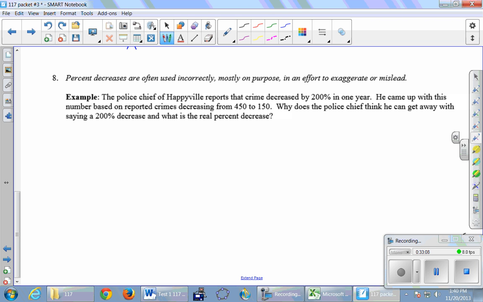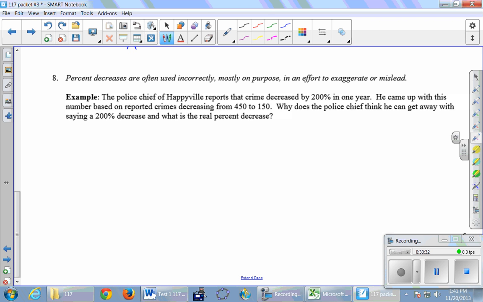What's the smallest percent of crime that we could have? The smallest number of incidents of crime that we could have is 0. And if you start with 450 crimes in a given year, and then you have none the next year, that's a 100% decrease. You've gotten rid of everything. There's no way we could have a 200% decrease unless we somehow had negative crime that we could keep track of.